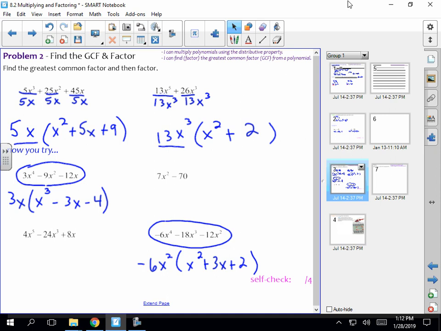And once again, we can check it with our multiplication. If I had checked it over here, I wouldn't have missed the x to the third, because x times x to the third is x to the fourth. So distribute to check.